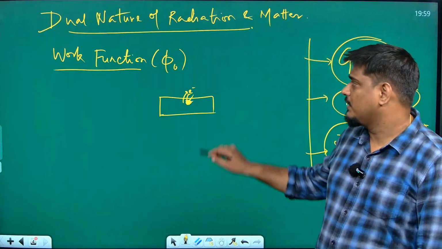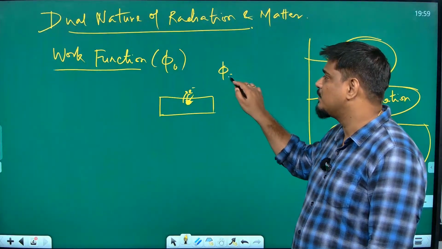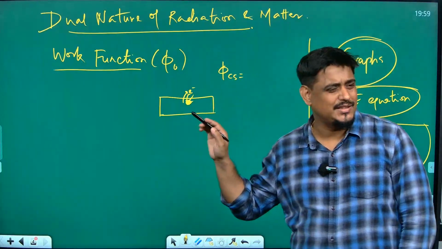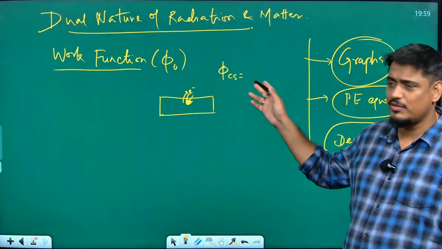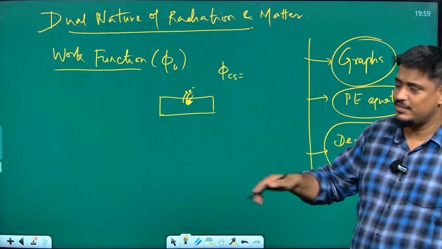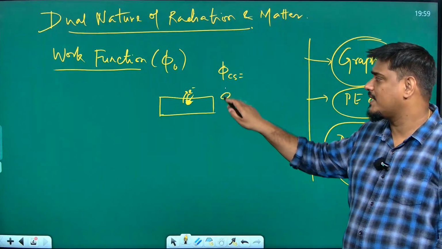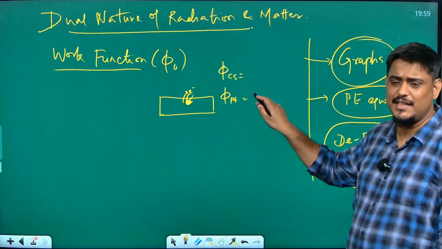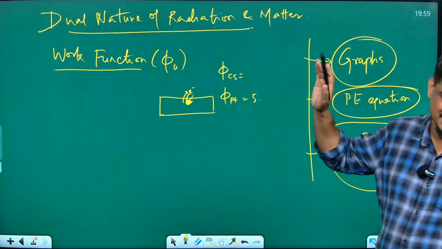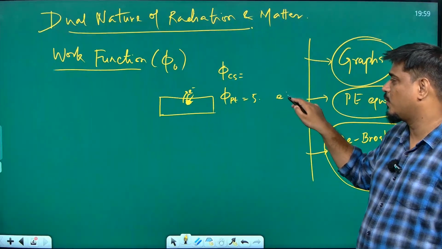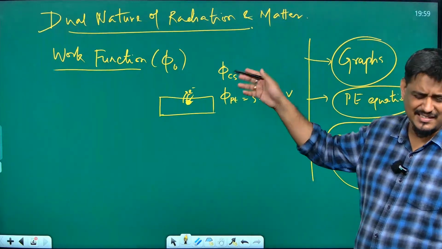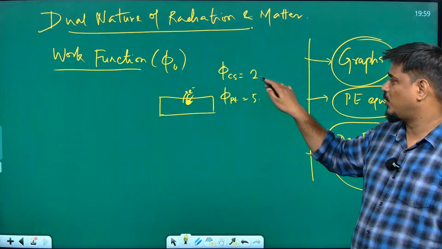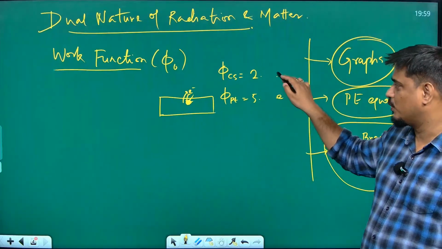For example, cesium has the least work function. I don't know the value exactly, 2.65. How much is it? Anybody knows the value? In the book it will be given, guys. And platinum has the highest work function. I think it is 5 point something electron volts. For cesium it is 2 point something, if I'm right.